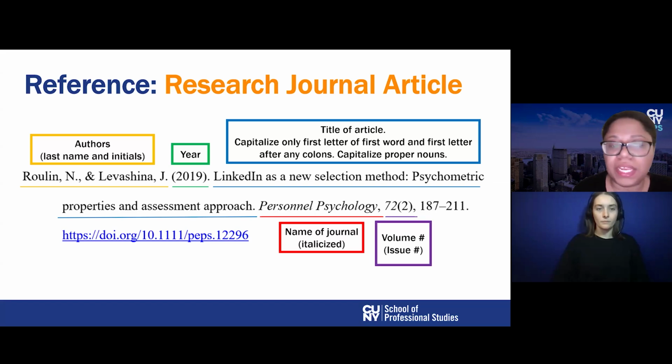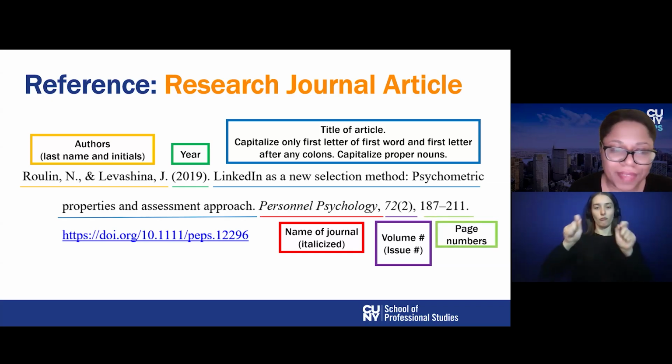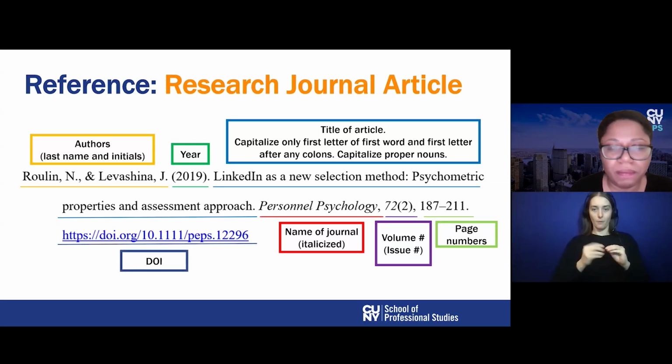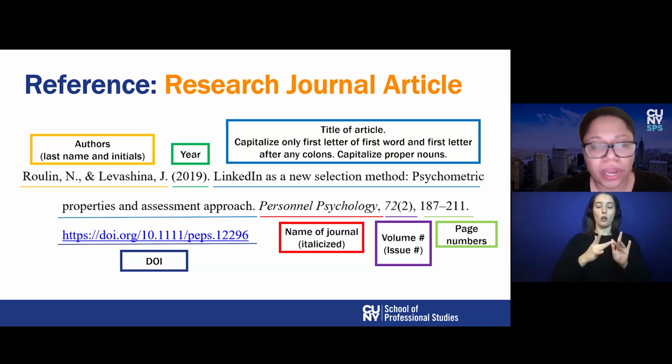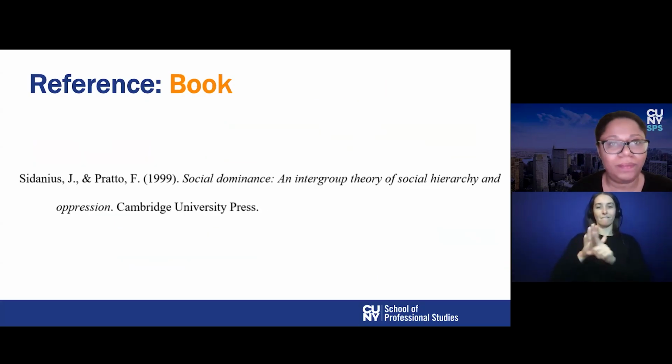Next is the volume and issue number of the journal. The volume number is written in italics, and the issue number is written inside of parentheses. And after all of that, you add the page numbers of the article, and at the end, insert the DOI for the journal article. This is the digital object identifier. So think of it like a unique barcode for your journal articles. Each one has one, and it's the only one with it.